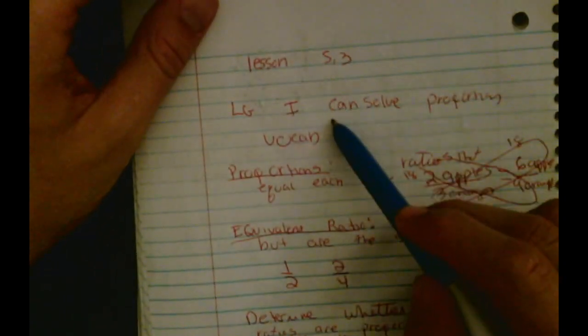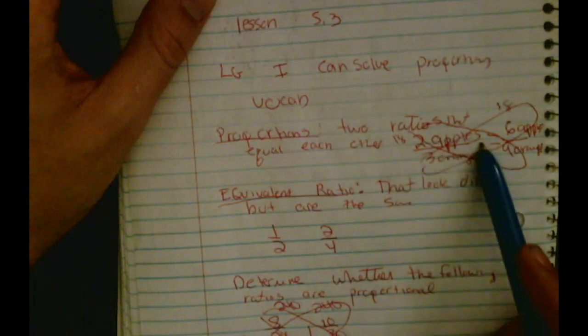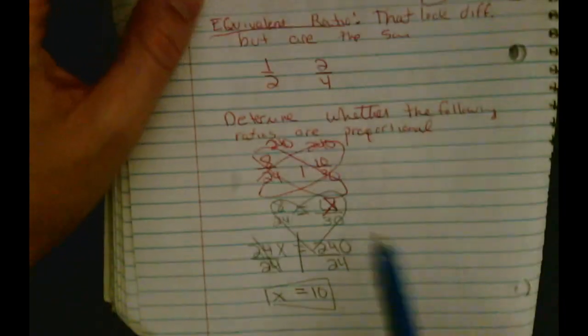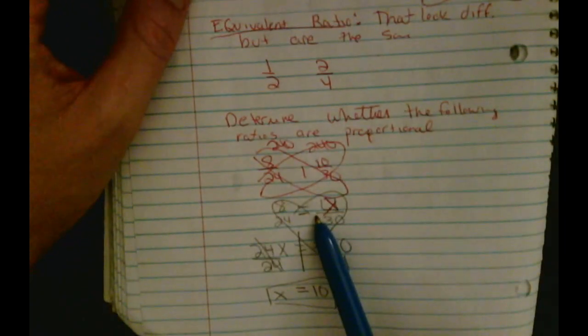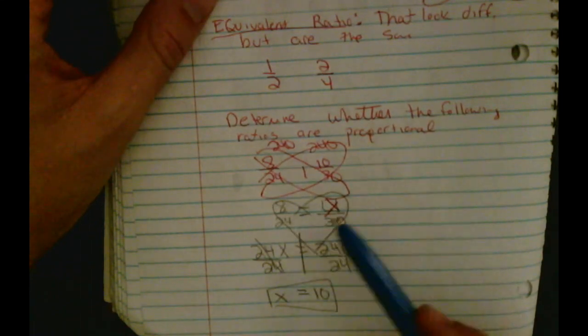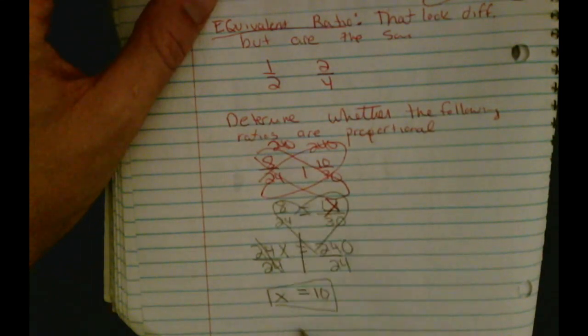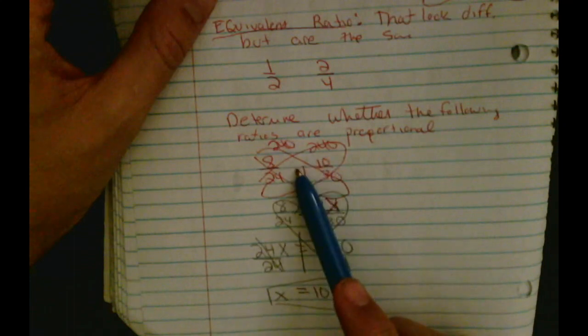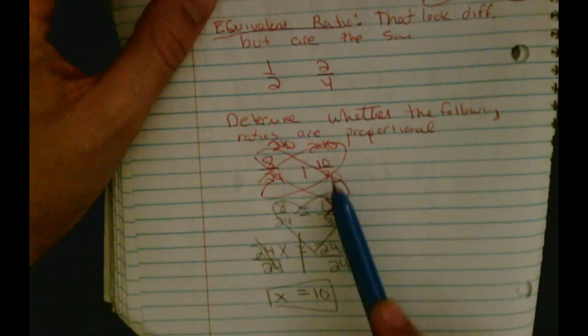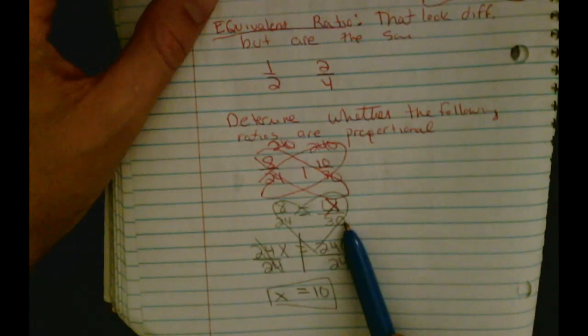Today, the learning goal was I can solve proportions. Today you learned that two ratios equal to each other are solved by using cross products, or as I like to call it, the hard method. We also learned that we have two ratios that are equal and we took away one of those numbers.